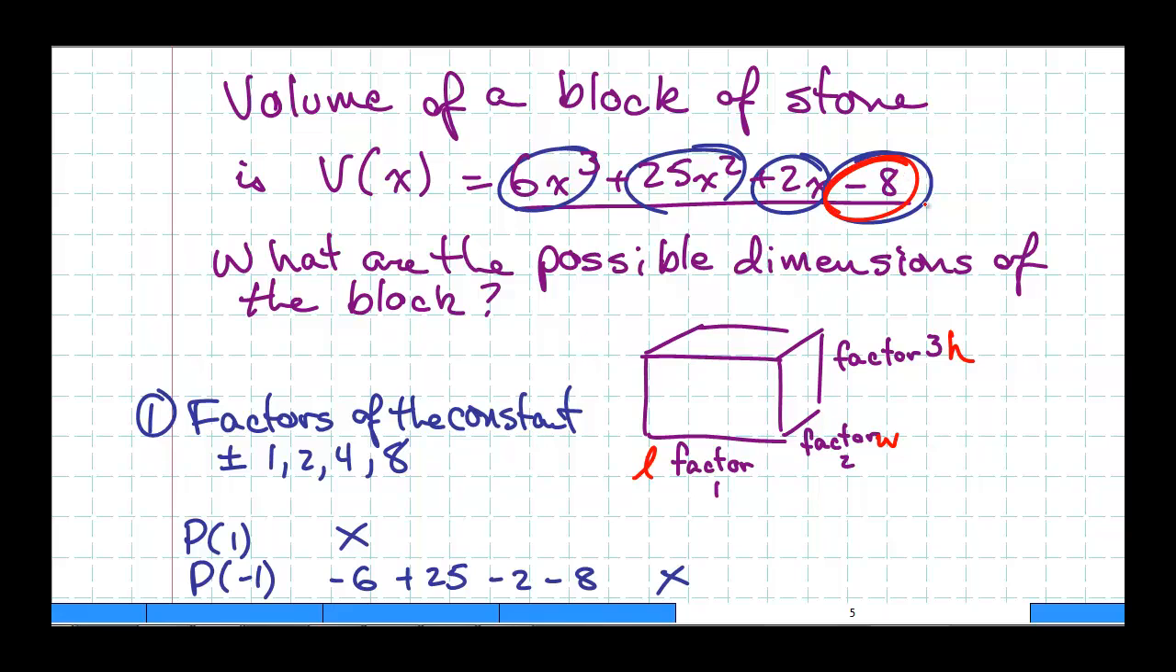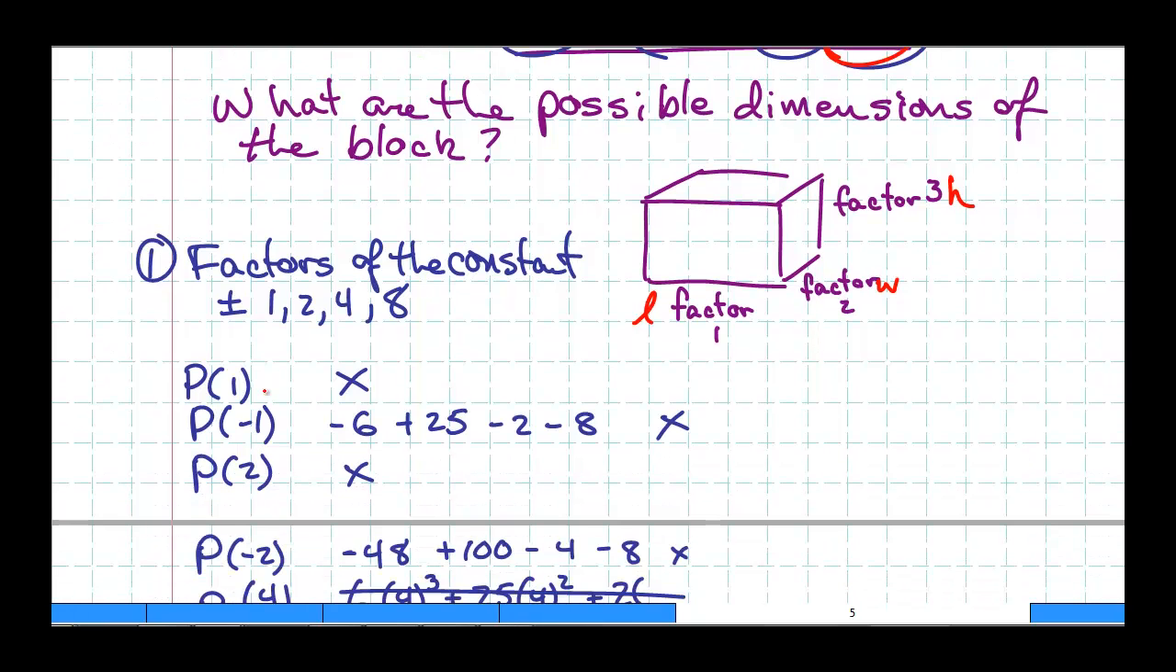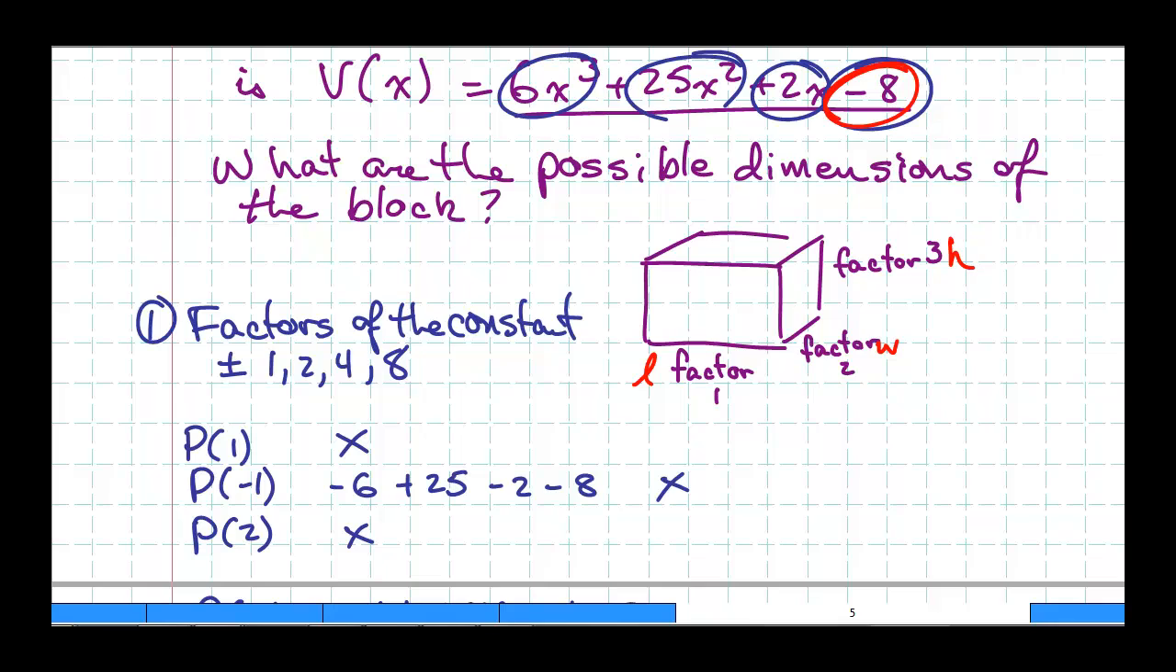We start by looking at the factors of the constant term, -8. So we're looking at positive and negative 1 and 2 and 4 and 8. Those are the numbers that in some way, shape, or form I could multiply a couple of them to get -8. When I plugged 1 in, 6 times 1 plus 25 times 1 plus 2 times 1 minus 8. Well, there's no way that was going to work, so I didn't even bother.